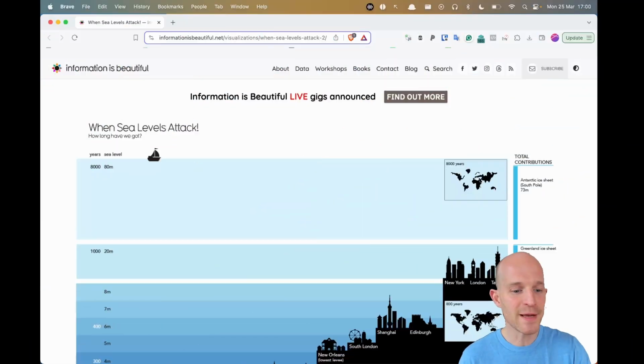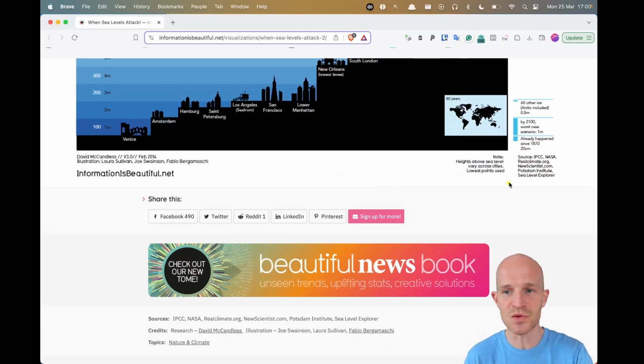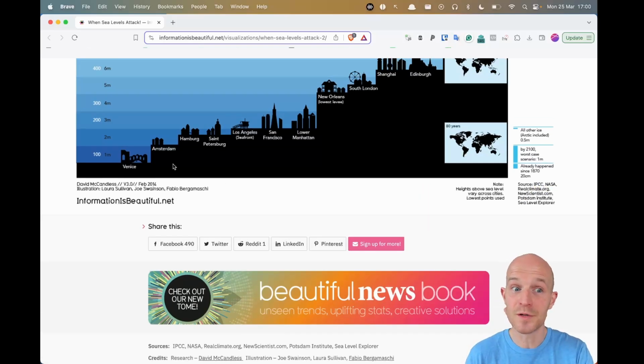They've compiled IPCC and NASA data together to show just how bad things can potentially get. This is Information is Beautiful. They are a fantastic organization that compiles data visualizations on all kinds of things. This one is called When Sea Level Attacks, and they compiled information from a number of sources, IPCC, NASA, and others, and they look at, for a specific sea level rise, let's say 1 meter, which cities are going to be underwater. So 1 meter, Venice, gone.